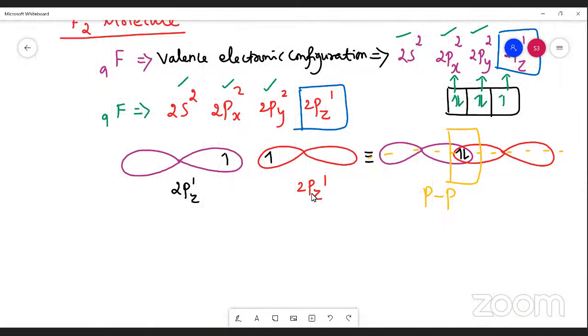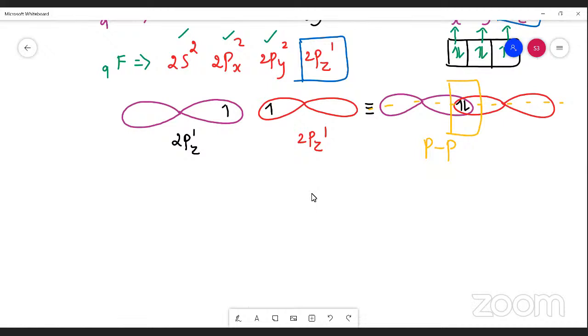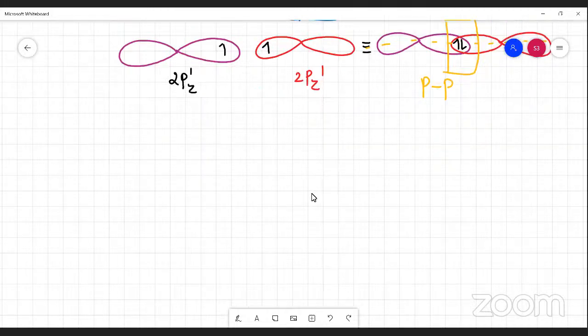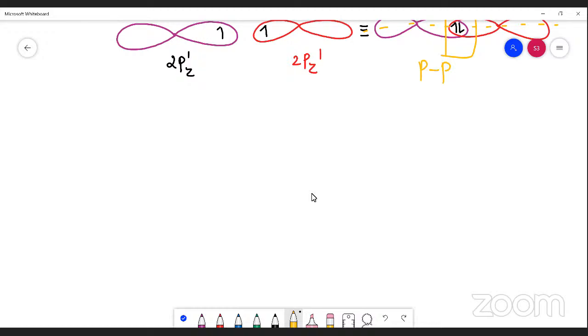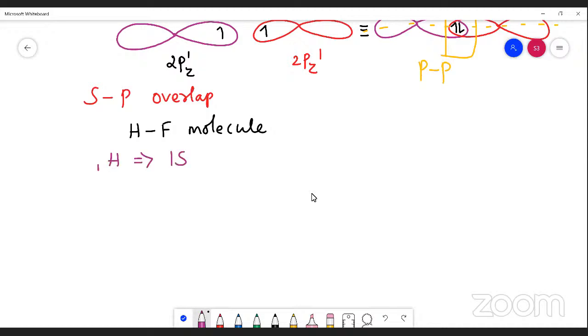Now I have given SS until PP. Let us take one more example, S and P orbital overlap. For example, take the HF molecule. In the HF molecule, we know that hydrogen has only one electron, so it has the atomic orbital 1s1.